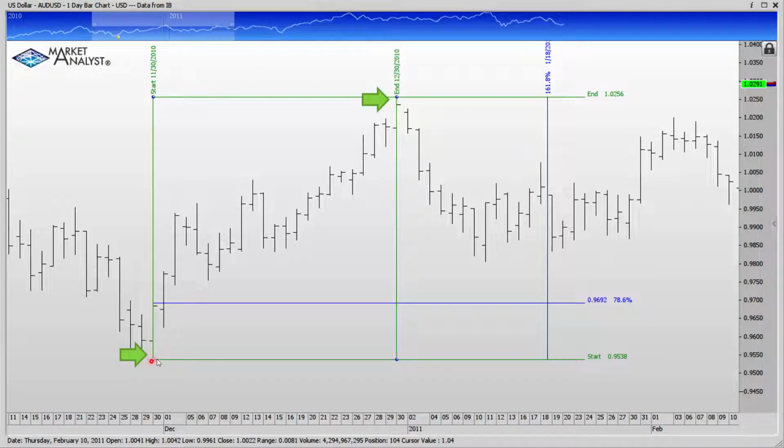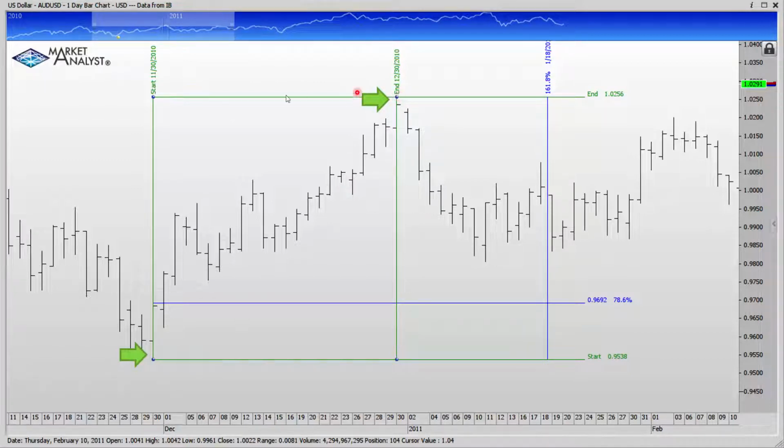This first arrow here on the bottom, we measure the low to the high, and that gave us this 78.6% line here. That's our price retracement. The time retracement technique is the same in the sense that you're going to be clicking the first low that you use for the price retracement, and the high that you use for the price retracement.